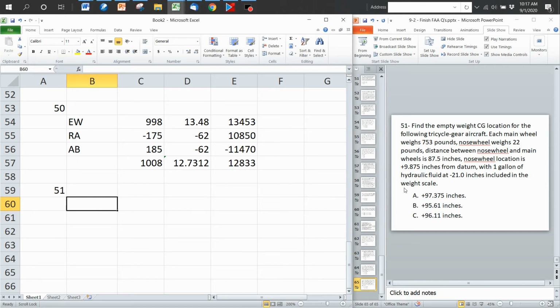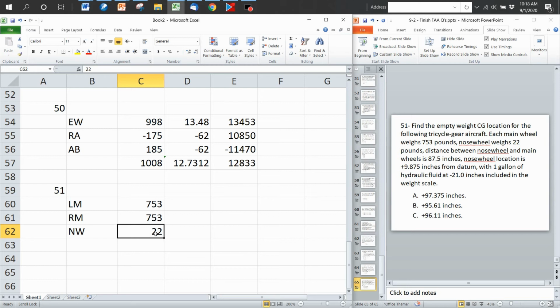All right, so find the empty weight CG location for the following tricycle gear aircraft. Each main wheel weighs 753 pounds. Be careful, they are tricky. Each main wheel weighs 753 pounds. So if I do an LM and an RM, both of those are 753 pounds. Now, I could also have just done an MG main gear, and I could have doubled that and put 1,506 pounds. Either way is going to give me the correct answer, as long as I see that each, and watch out for those each. All right, my nose wheel weighs 22 pounds. That is one very, very light nose wheel for how heavy this aircraft is.